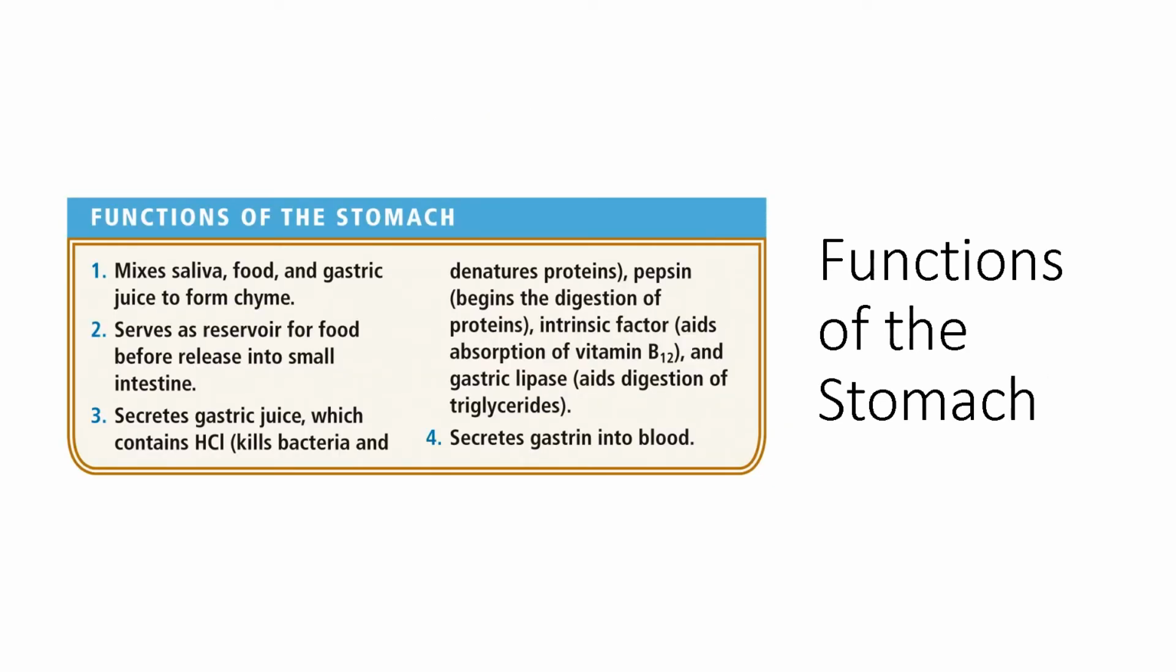Now, in general, there are four functions of the stomach. So our first one has to do with mixing. So it mixes everything that you ingest along with saliva and gastric juice in order to form chyme. Chyme is just essentially the pulpy, partially digested acidic food. So from the pharynx down the esophagus, your partially digested food is called a bolus. After the stomach, we call it chyme.